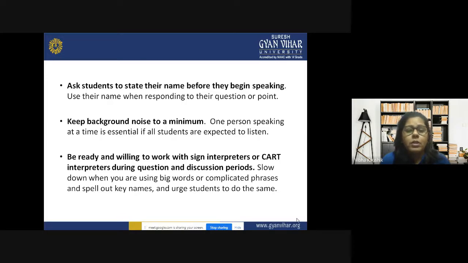interpreters or card interpreters during questions and discussion periods. Slow down when you are using big words, meaning you have to speak slowly if you are using big words or complicated phrases, and spell out key names and urge students to do the same.